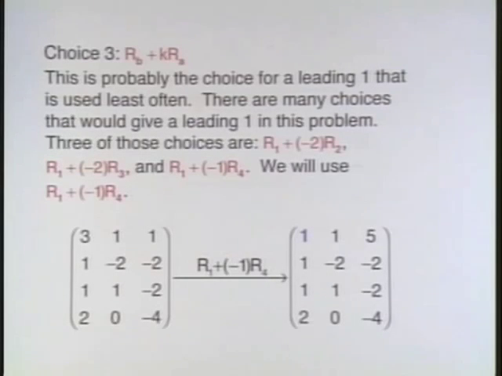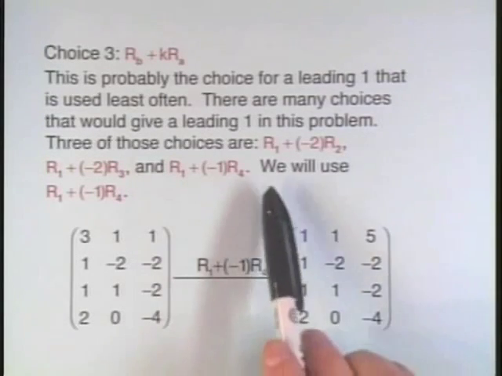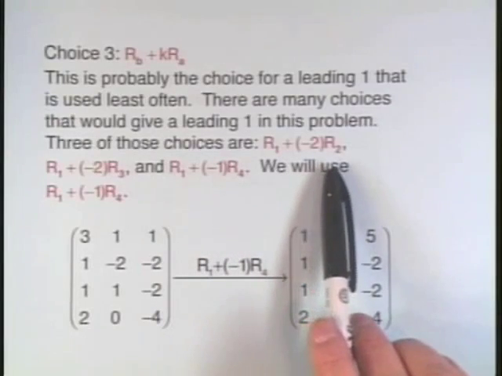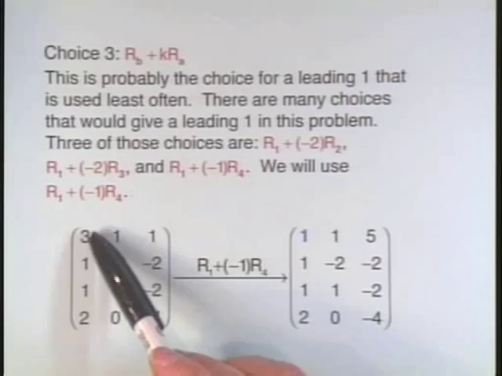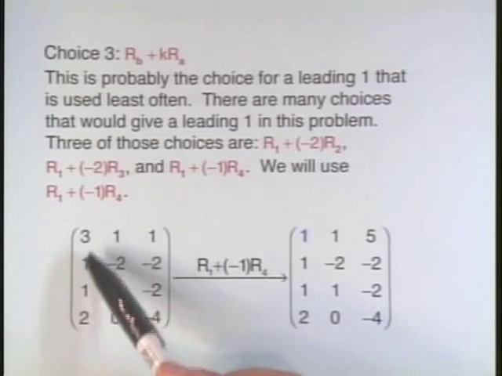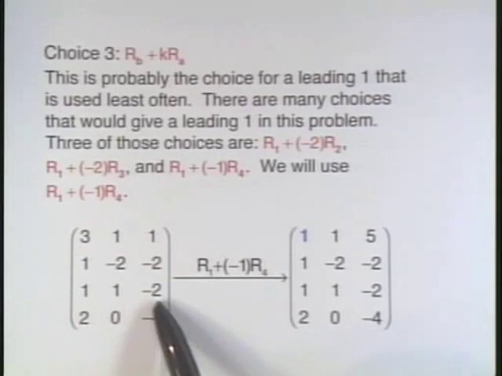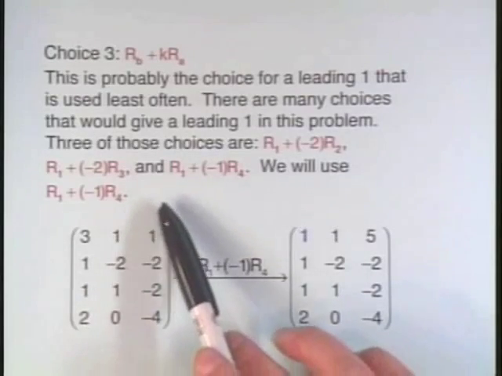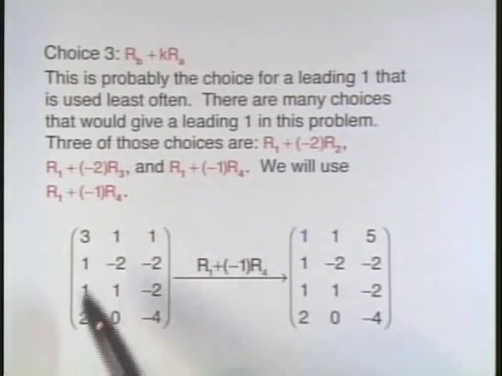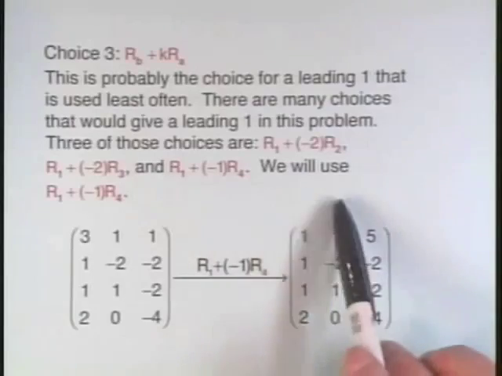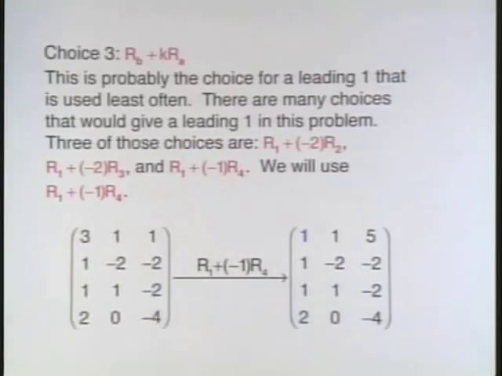Choice 3, row B plus a constant times row A. This is probably the choice for a leading one that is used least often. There are many choices that would give you a leading one in this problem. 3 of those choices are row 1 plus negative 2 times row 2, since we have 3 in row 1, and negative 2 times 1 gives us negative 2, and 3 minus 2 gives us the 1. Row 1 plus negative 2 times row 3, same logic follows for this step, and row 1 plus negative 1 times row 4, since 3 plus negative 1 times 2 gives us the 1 we need. We're going to use row 1 plus negative 1 times row 4.